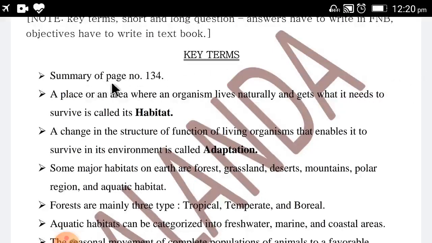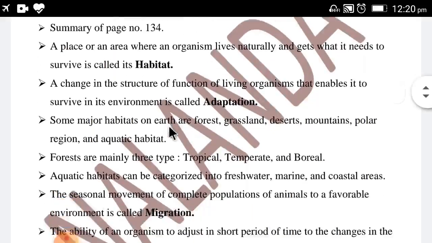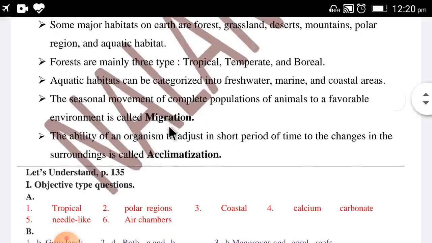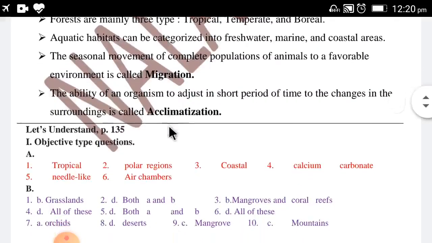Okay, the summary of page number 134. In that, 6 points are there. Even these are the extra points from the chapters that I made. They are very important points. Let's start the exercise A.